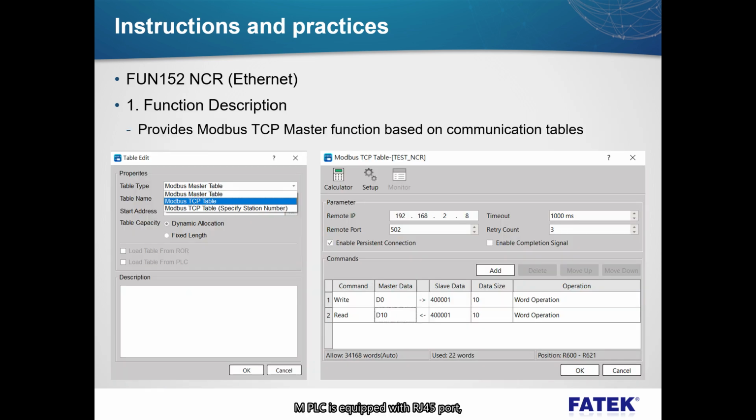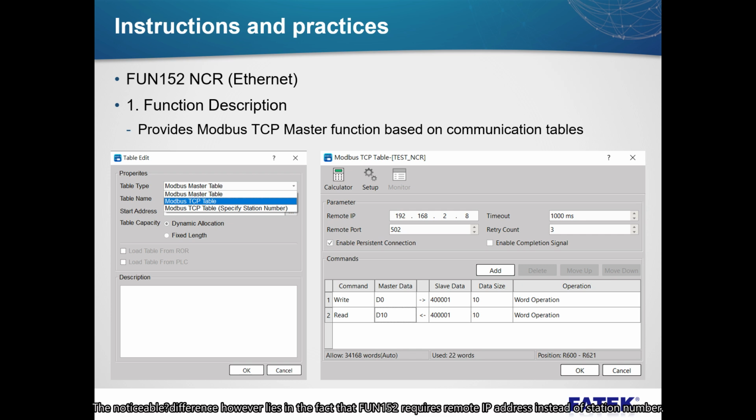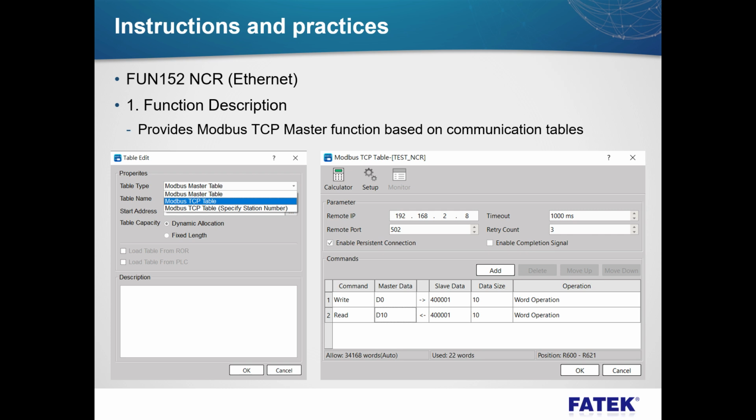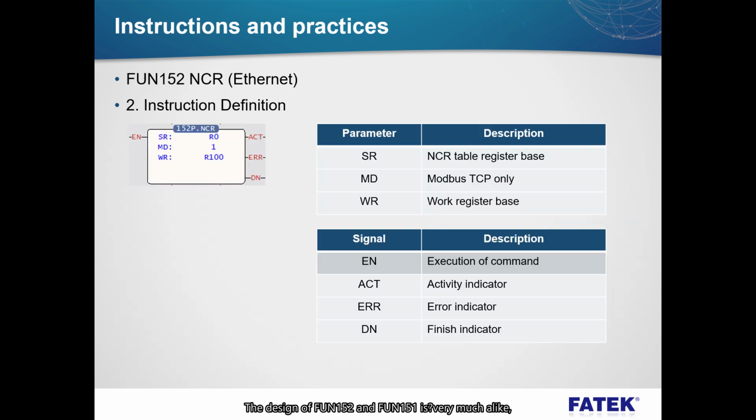MPLC is equipped with RJ45 port, and function 152 serves as the instruction for Modbus TCP master. The use of function 152 is very much similar to function 151. The noticeable difference, however, lies in the fact that function 152 requires remote IP address instead of station number. The design of function 152 and function 151 is very much alike, both of which share the same idea of inputs, outputs, and communication table.